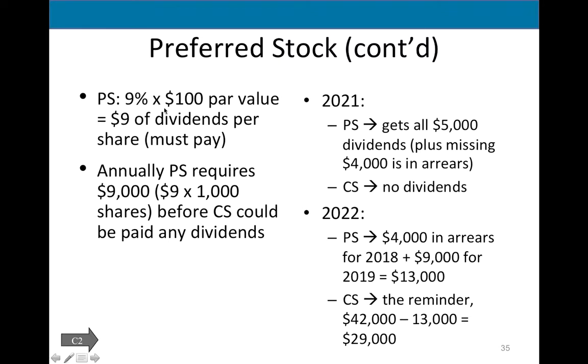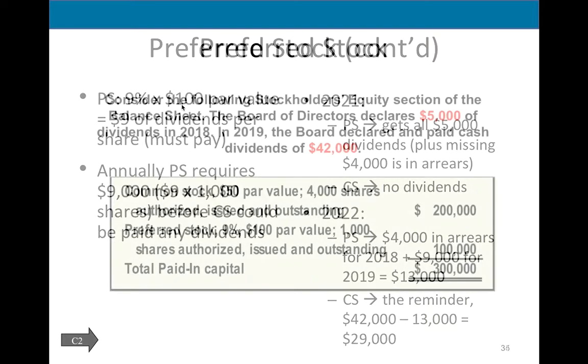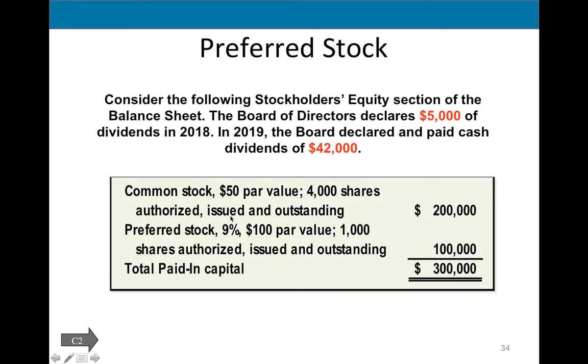9% dividend means that we look at the par value of preferred stock. There is par value right here, $100. 9%, we multiply these two amounts. It means that every share of preferred stock is supposed to receive $9 of dividends. So there is 1,000 shares here, right? And let me change it right here.